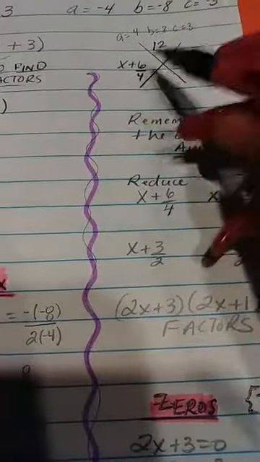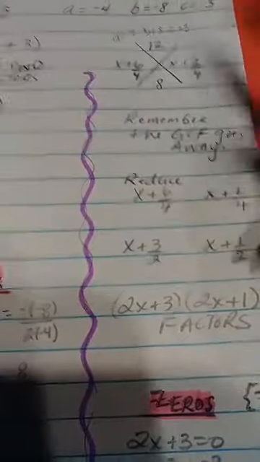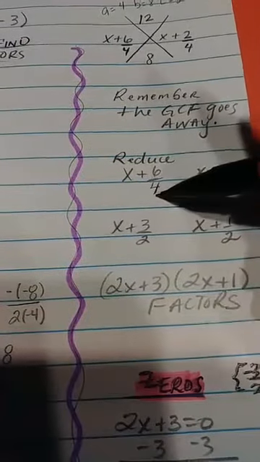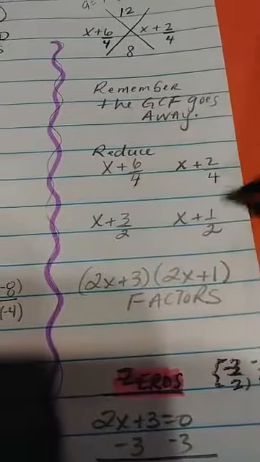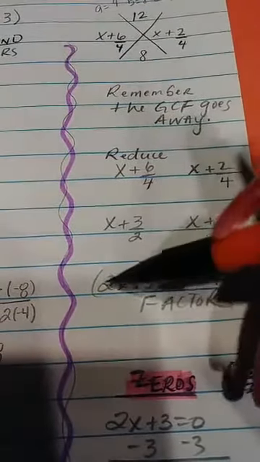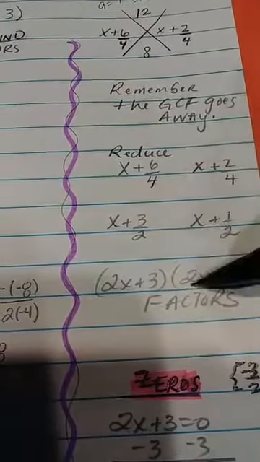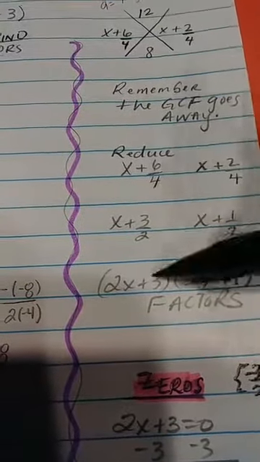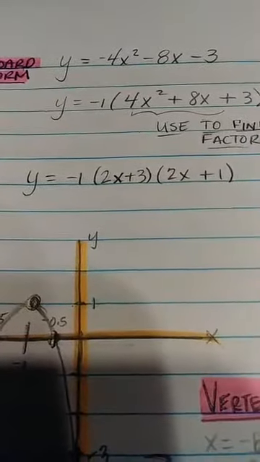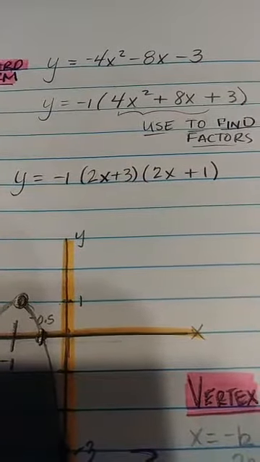Now, we need to reduce that 6 over 4 and reduce that 2 over 4. When you reduce it, it becomes 3 over 2. When you reduce this, it becomes 1/2. Now we have 2x plus 3 and then 2x plus 1. Those are your factors. So now take those two factors, put them right there behind the GCF, and you have your factored form.